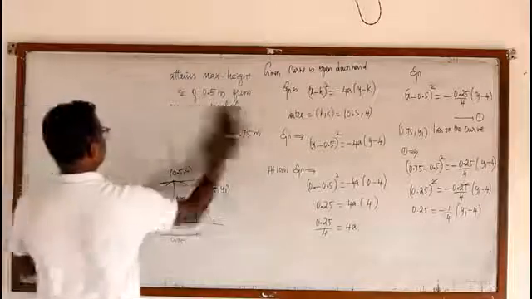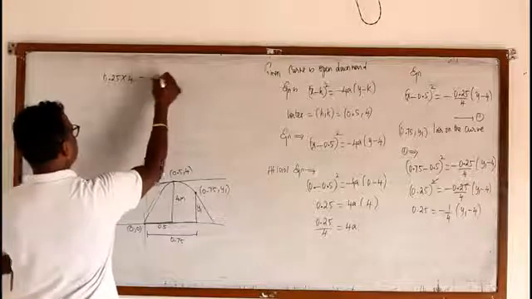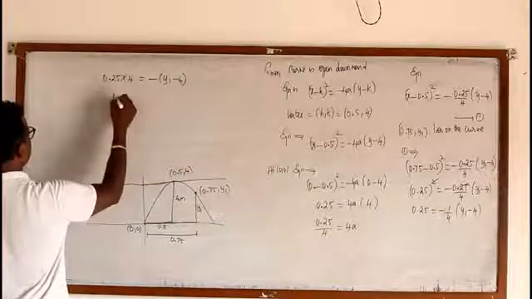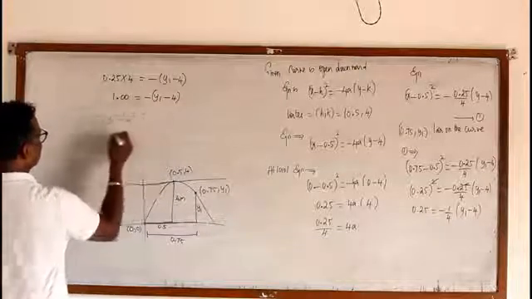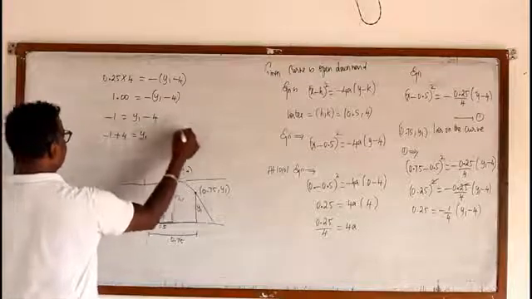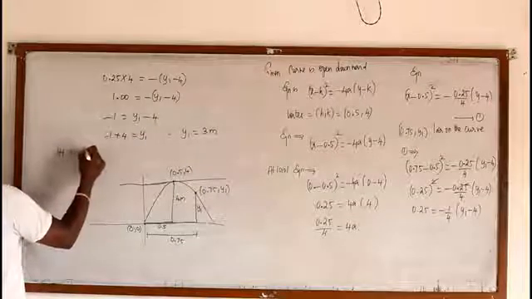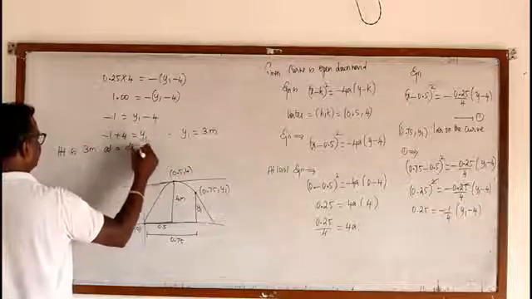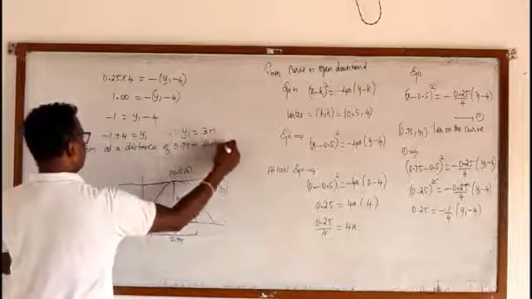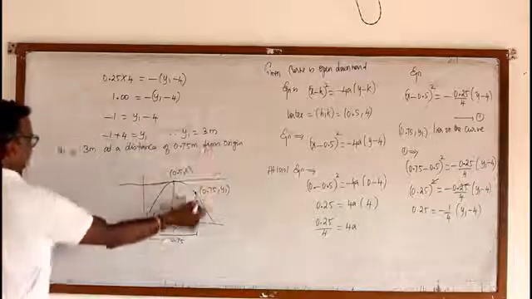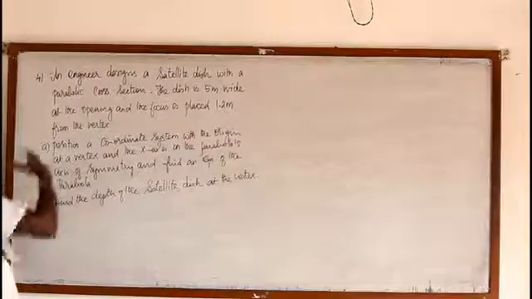So let me write here. Therefore, 0.25 into 4 is minus of (y1 minus 4). That is 1.00 is minus (y1 minus 4). So minus 1 equal to y1 minus 4. Minus 1 plus 4 equal to y1. Therefore, y1 is 3 meters. So the height of the fountain will be 3 meters at a distance of 0.75 meter from the origin. So this is it.